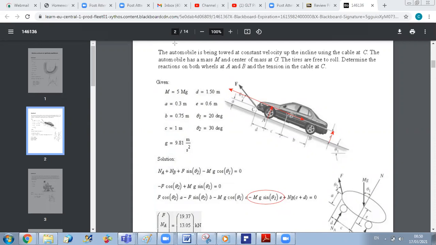And the last force is NB, because NA has no moment, since it's passing through A. So I only have the moment of NB. For the moment of NB, it's a counterclockwise moment, because it's rotating in the counterclockwise direction. And I should multiply by which distance? The perpendicular from A to the force, which is C plus B.